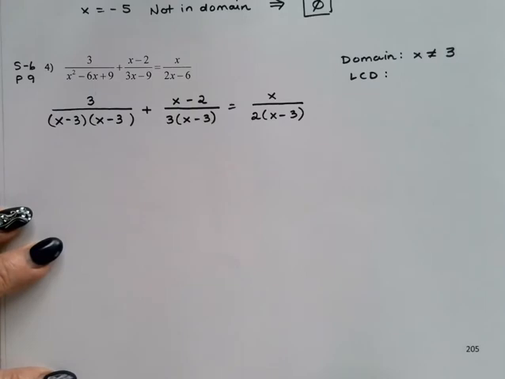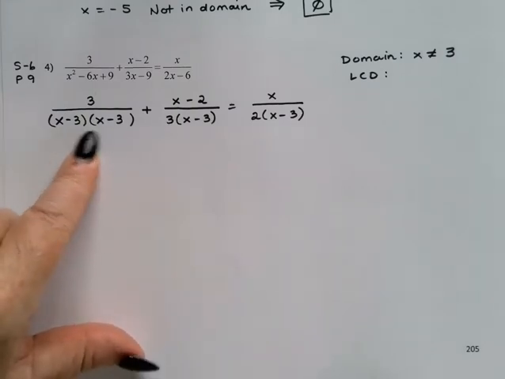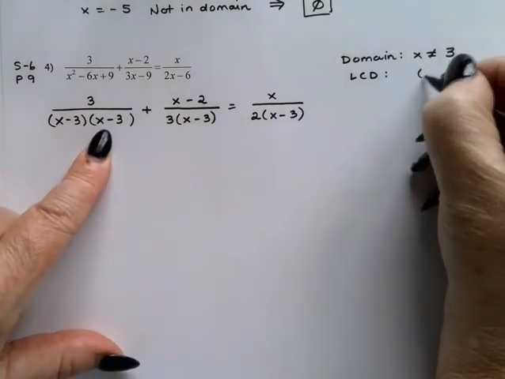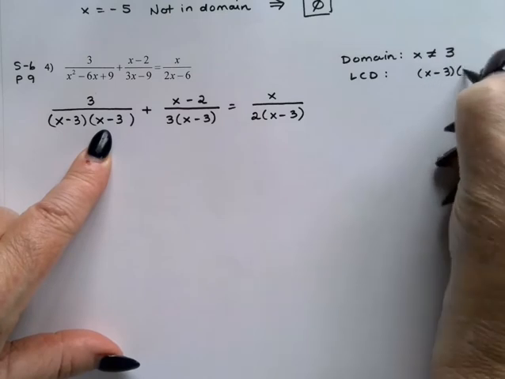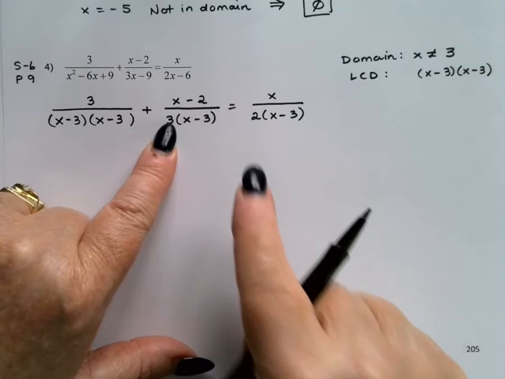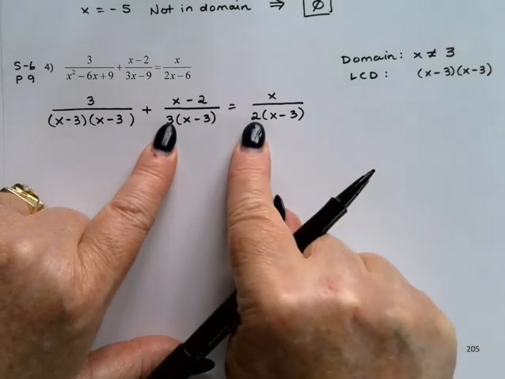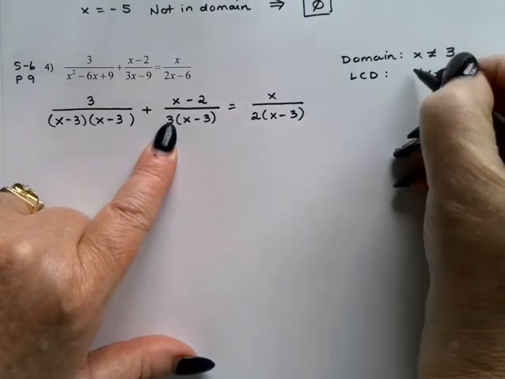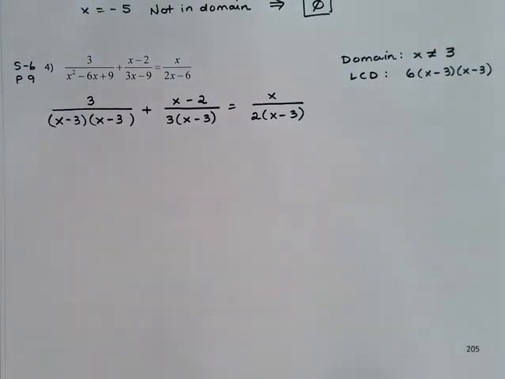As far as the LCD, I certainly have the 2 factors of x minus 3. But then this one has a 3 and that one has a 2 as a multiplier. So I'm going to include 3 times 2, or 6, as another part of my LCD.